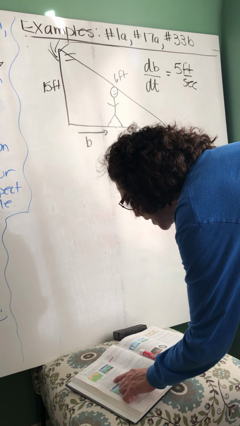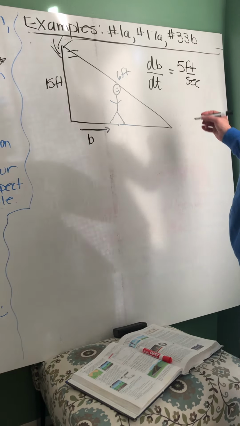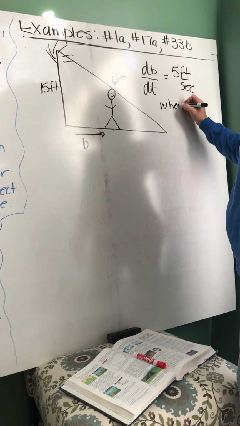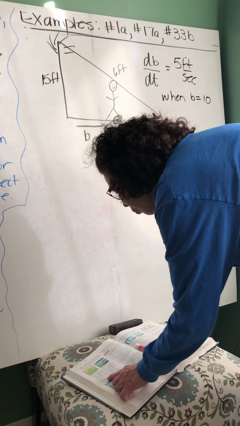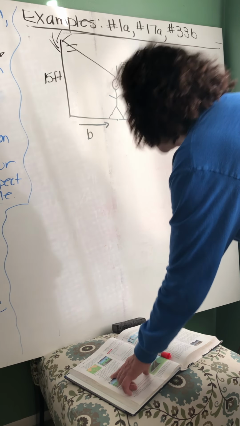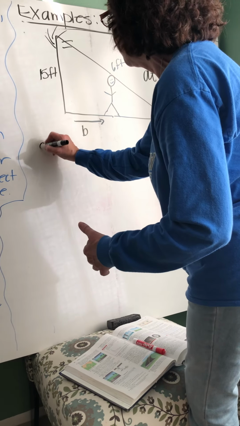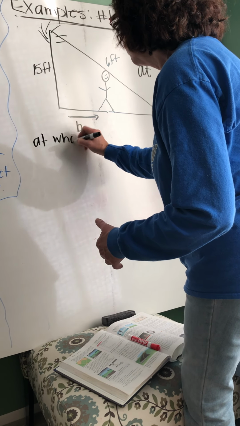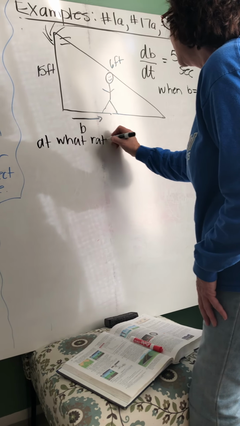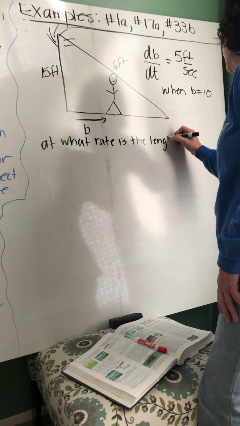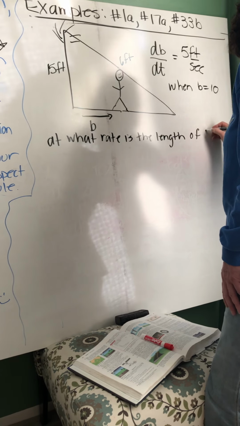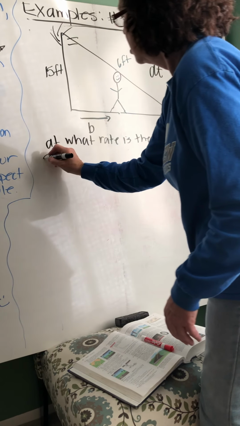When he is 10 feet from the base of the light, when B equals 10, at what rate is the length of his shadow changing? I'm going to write that out. At what rate is the length of his shadow changing? Interesting question.